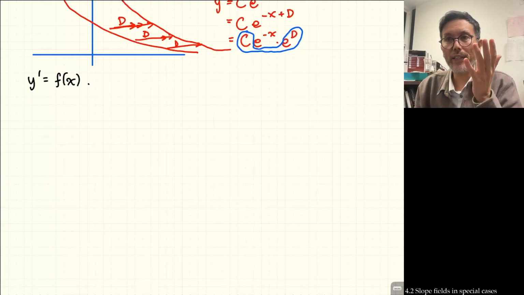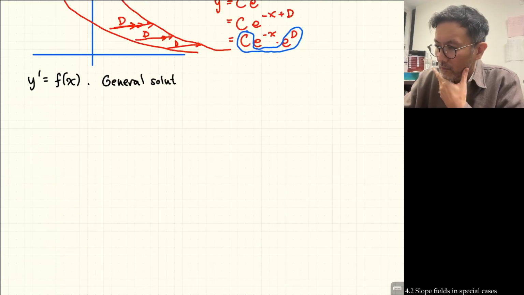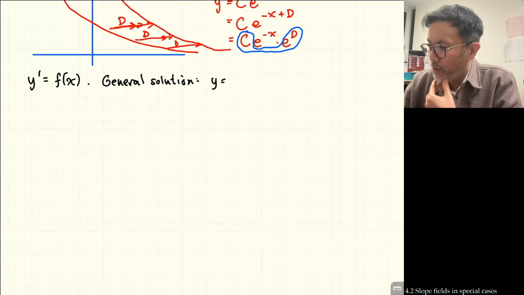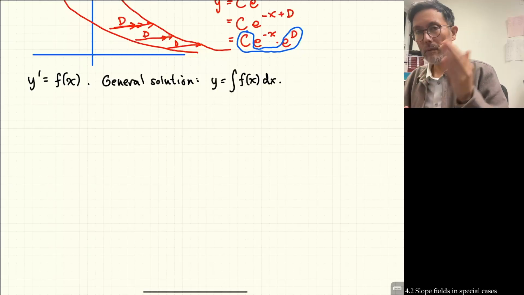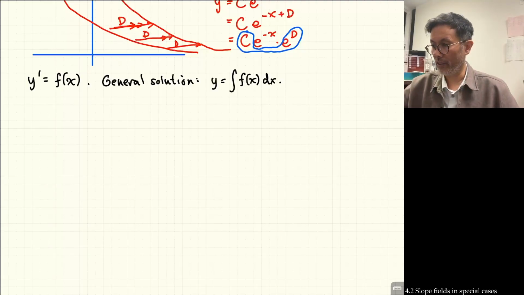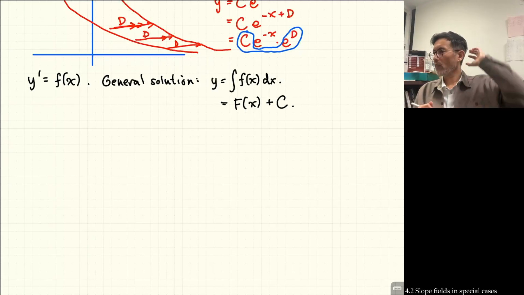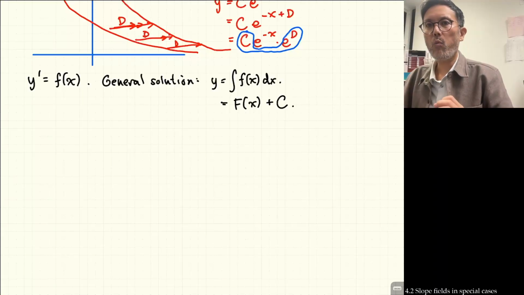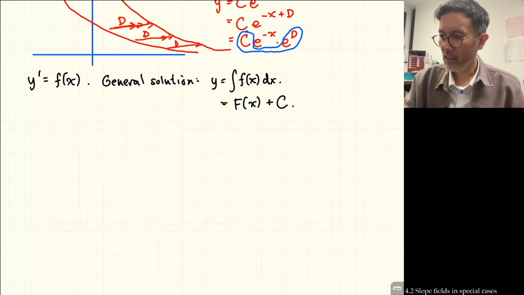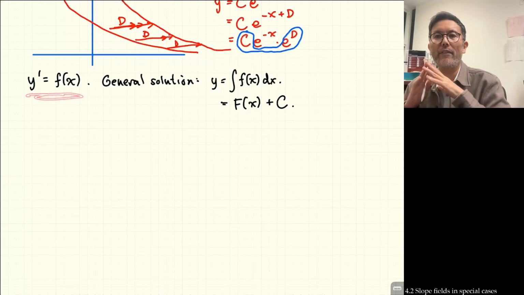Then we know that the general solution is going to be y equals the integral of f of x dx. And in particular, if we know one antiderivative, we find some antiderivative big F, and then we just tack on a plus C, right? Now, I want you to try to imagine the slope field corresponding to y prime equals f of x.